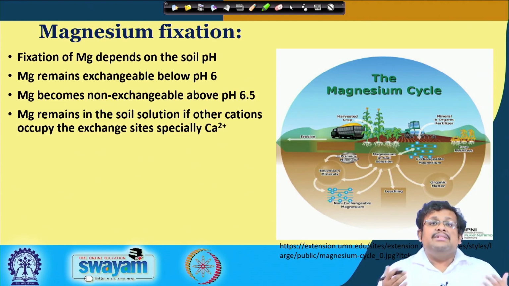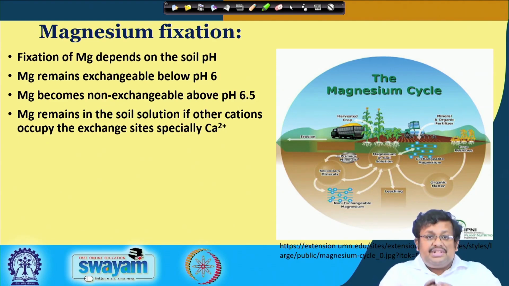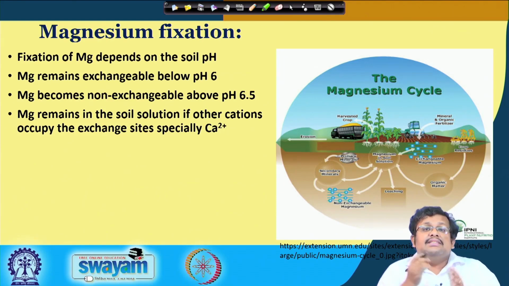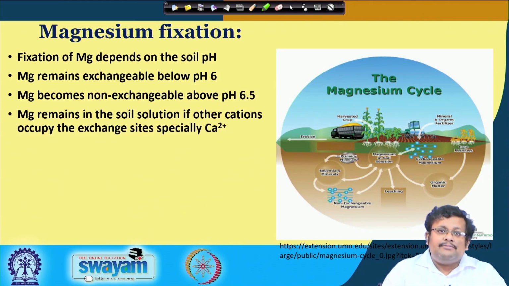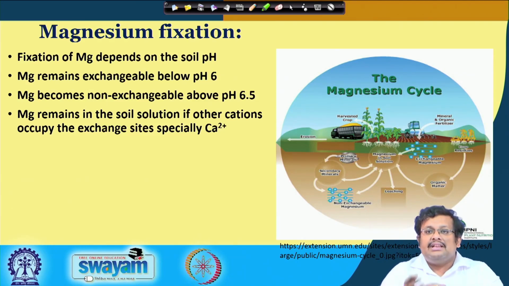Now, fixation of magnesium depends on soil pH, and magnesium remains exchangeable below pH of 6, and magnesium becomes non-exchangeable above pH 6.5. So, it remains in the soil solution if other cations occupy the exchange site, specifically calcium. So, there is always competition between calcium and magnesium to occupy the exchange site. So, if the exchange site is occupied by calcium, then magnesium will not occupy the exchange site and remains in the soil solution.